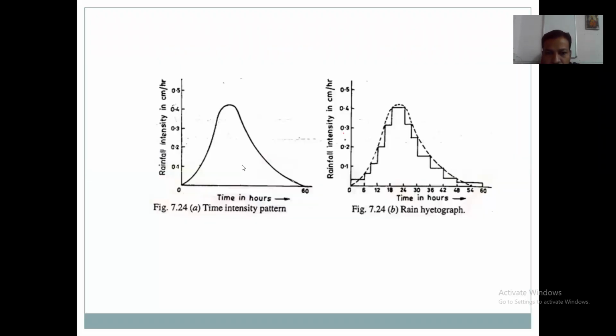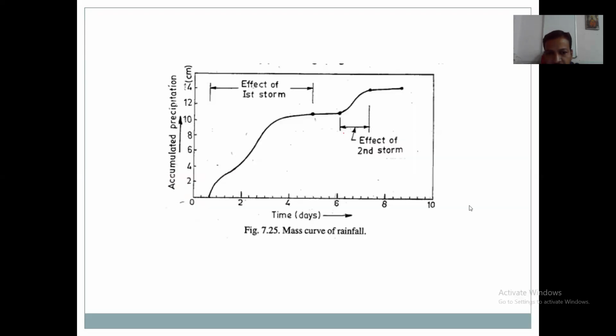From this, we know the rainfall intensity per hour. The graph which is plotted between rainfall intensity and hours, that graph is like a rain hydrograph. And the graph which is plotted between accumulated precipitation or accumulated rainfall in centimeter and time in days, that curve is known as the mass curve of rainfall.